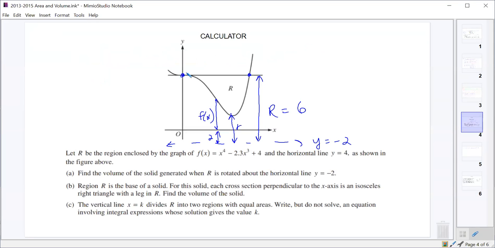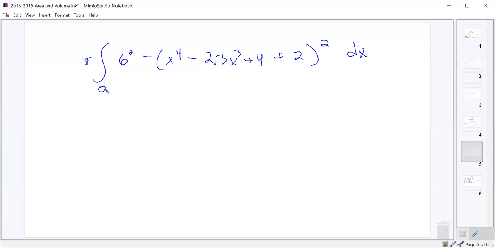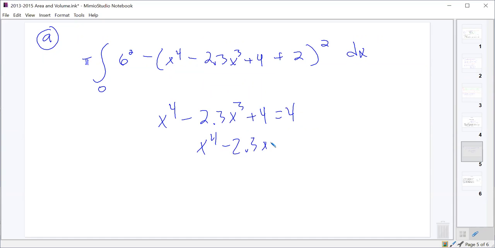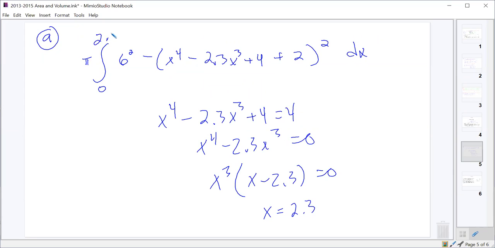And then we need to find our limits. We know one of those limits is going to be 0. How do we find the other limit? Use your calculator to find the intersection. Yeah, we know that we need to set it equal to 4, so x to the 4th minus 2.3x cubed plus 4 needs to equal 4. You don't necessarily need your calculator for that. If you wanted to use it, you could. But you can just factor out the x cubed, so x would be 2.3. Your calculator should have also given you 2.3.